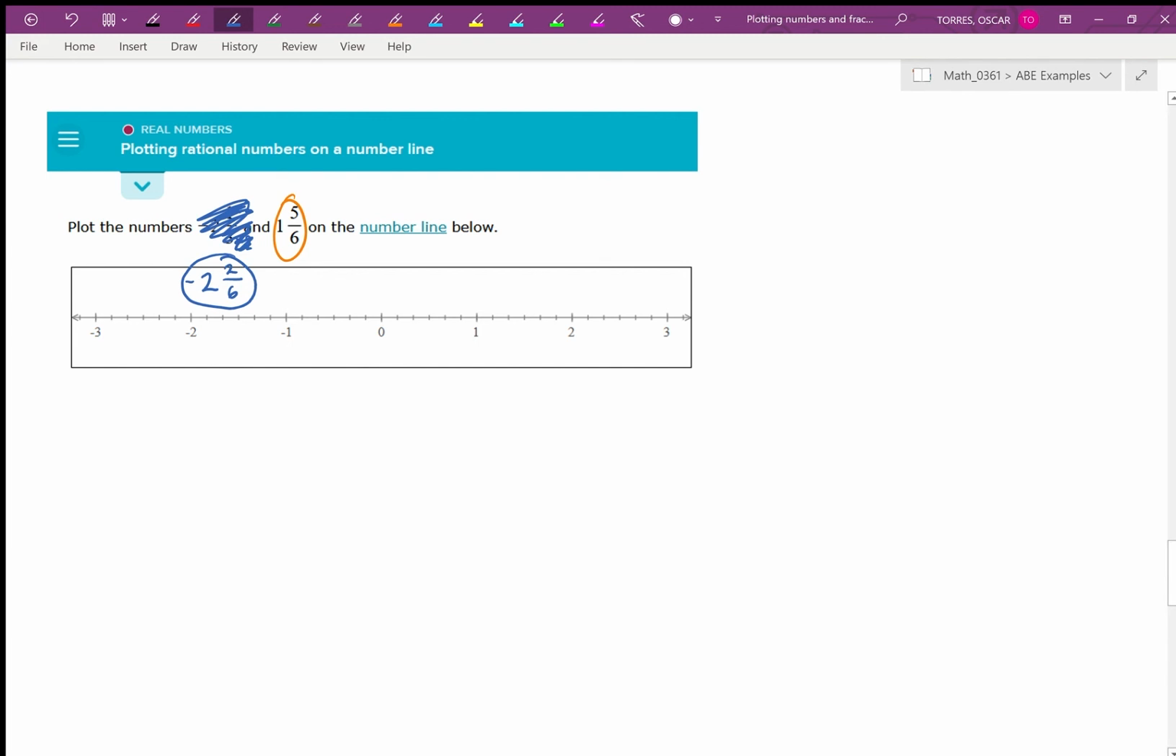So if we start at -2, we would start here. Then we would count 2 out of 6 spaces to the left. So starting at -2, we count 1, 2 points to the left, and we end up right here. So this is -2 and 2/6, or we can think of it as the original number of -2 and 1/3. And to plot the last rational number, we start at 1 and we count 5 places to the right. So we start at 1, and out of these 6 spaces, we count 1, 2, 3, 4, 5. And our rational number would end up right here. This is 1 and 5/6.